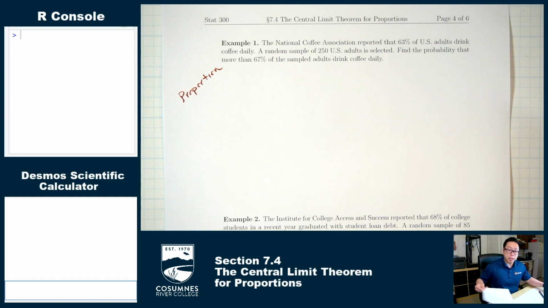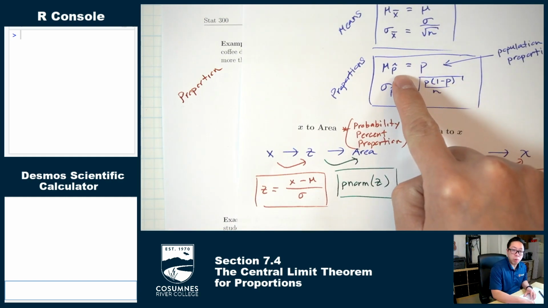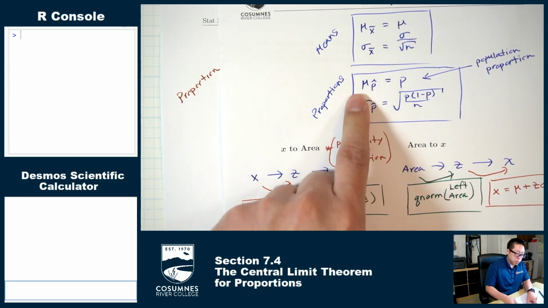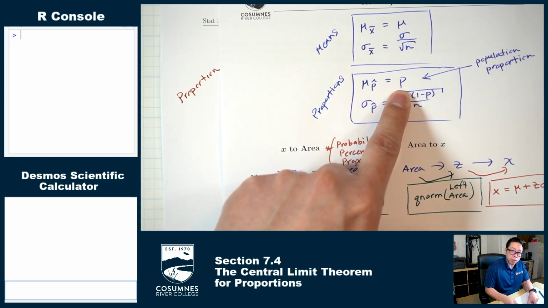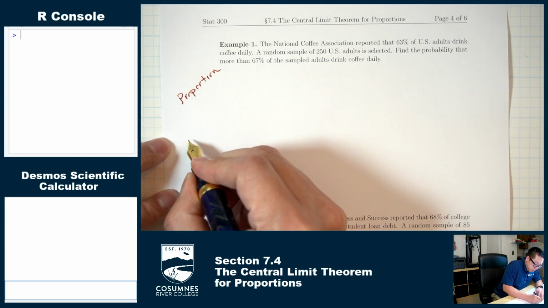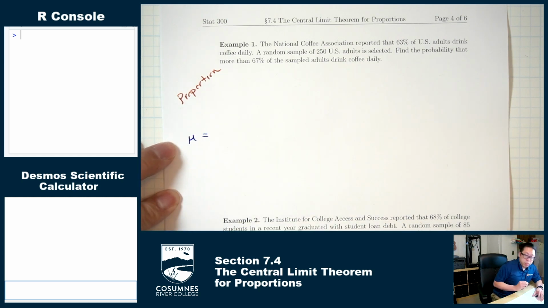Okay, let's go ahead and use these formulas to write down what mean we're supposed to use and what standard deviation we're supposed to use. So the mean we're supposed to use is p, which is the population proportion. That's the proportion of the population who have the certain characteristic we're talking about. Here we're talking about drinking coffee. So what proportion of the population drink coffee?